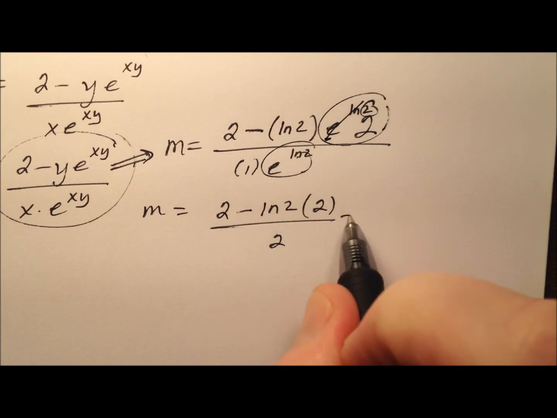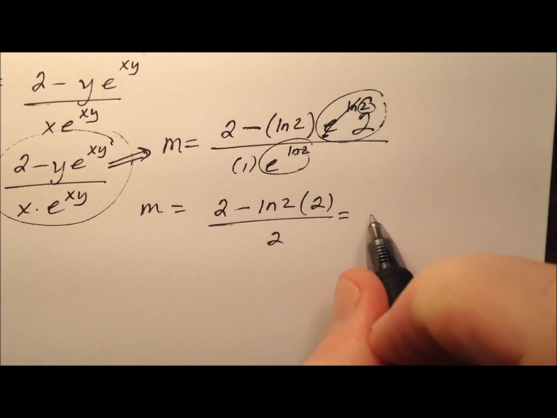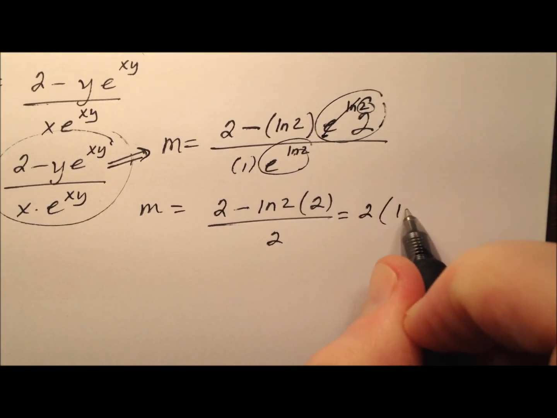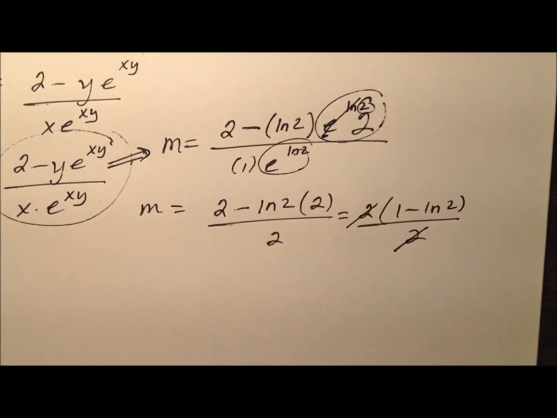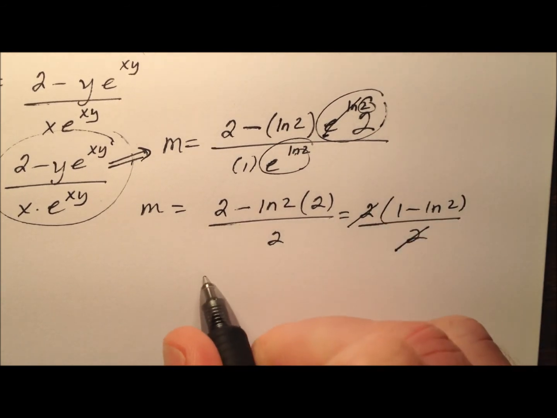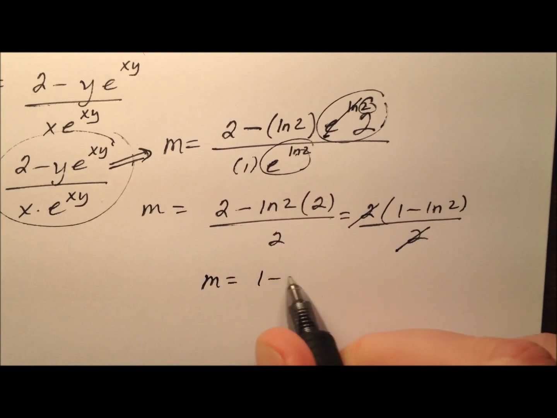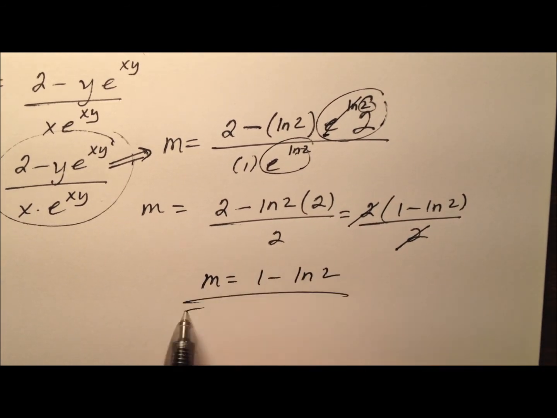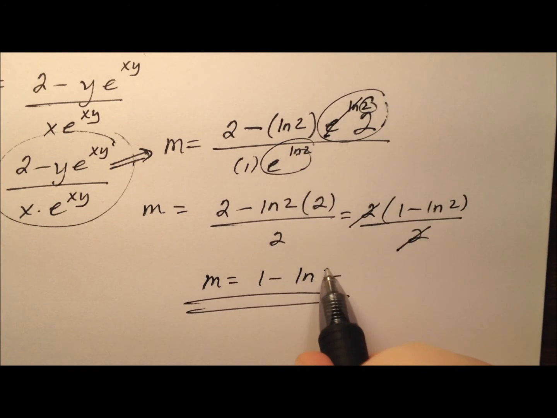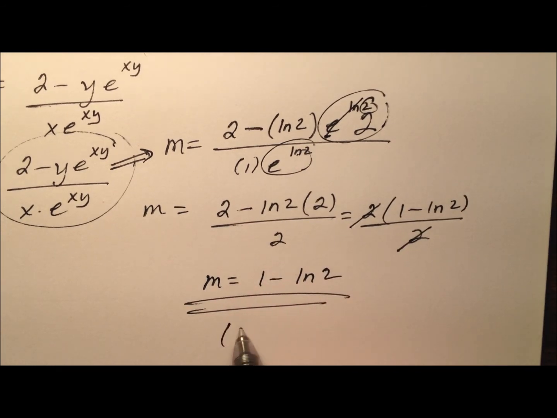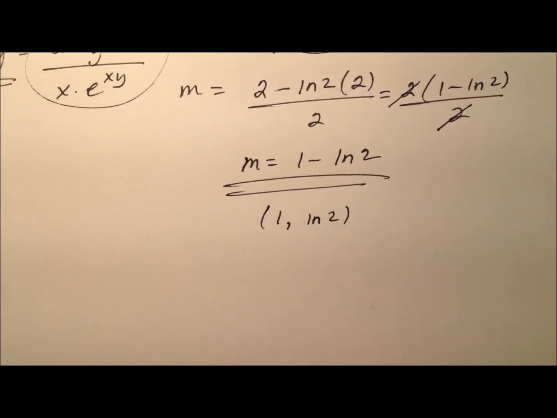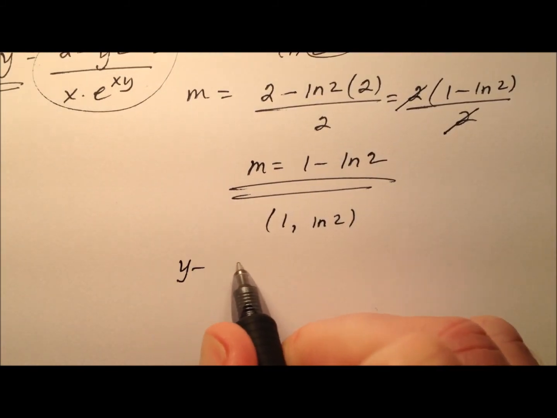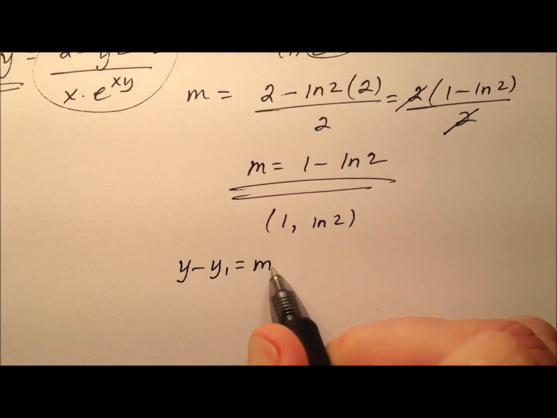As I continue here, it looks like I can factor a 2 out of every term. So I'll have 1 minus the natural log of 2 over 2. Those 2's end up canceling, so it appears my slope is 1 minus the ln of 2. That's fantastic. I can combine that now with this ordered pair, (1, ln 2), to write this tangent line equation in point-slope form.